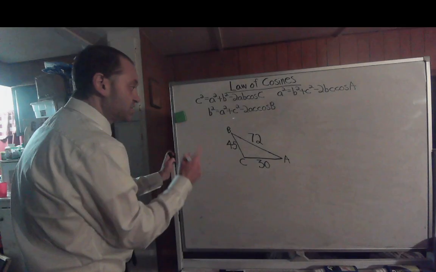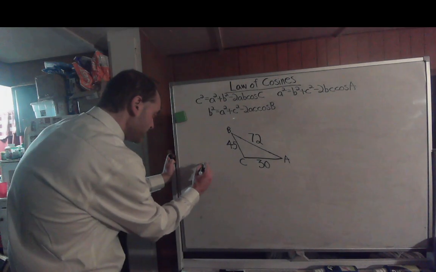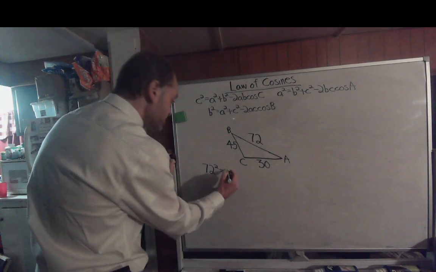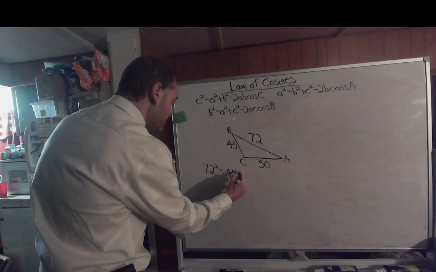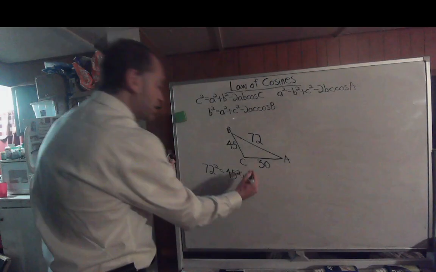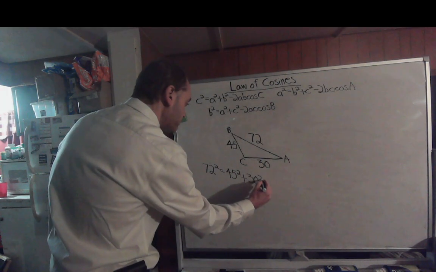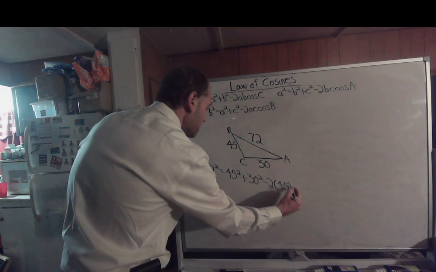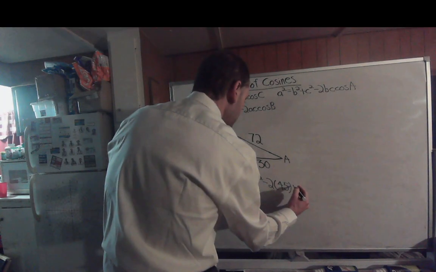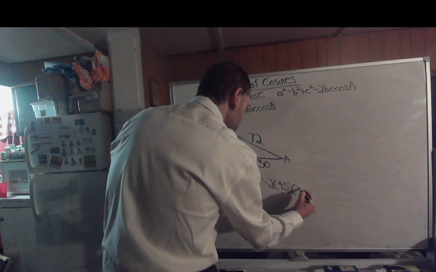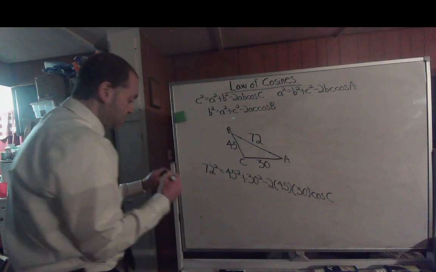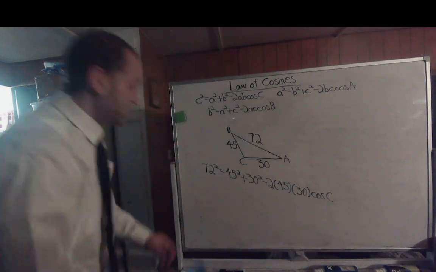So that means C squared, which in this case is 72 squared, equals A squared, which is 45 squared, plus that B squared, which is 30 squared, minus 2 times side A times side B, which is 30, times the cosine of C, which we don't know just yet. So now let's figure out this whole mess.